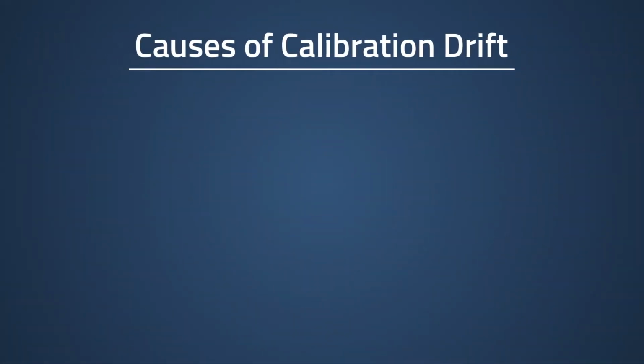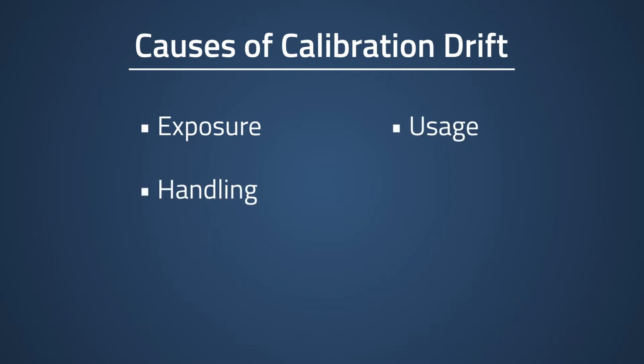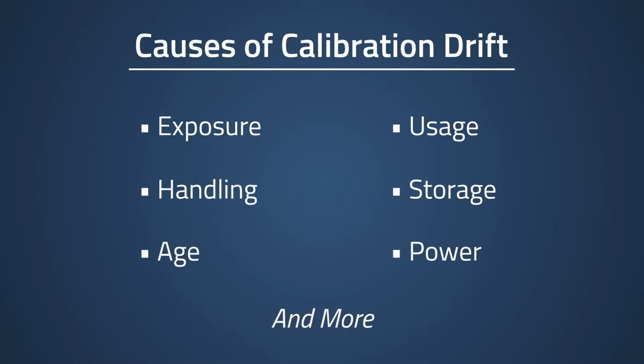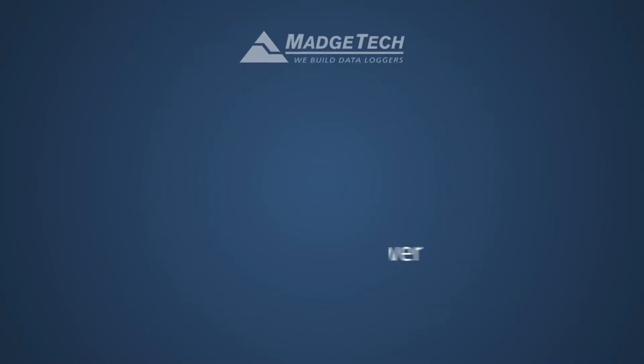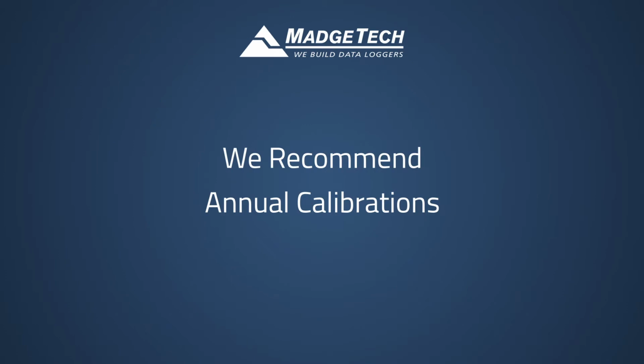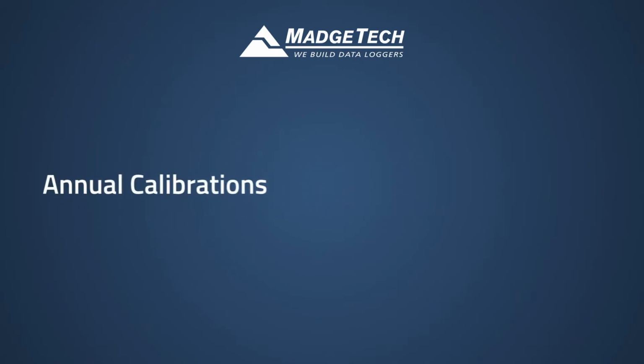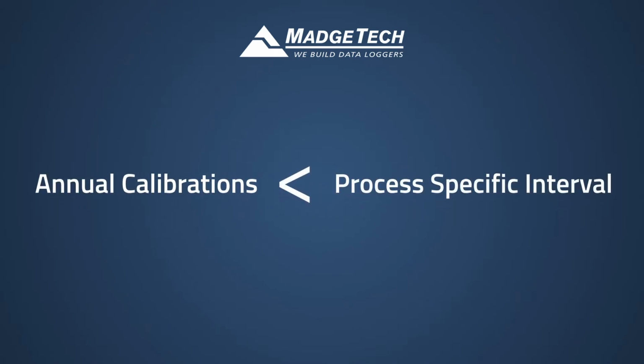All measurement equipment can drift over time. This is due to factors like environmental exposure, frequency of use, handling, storage, age, power supply, and many other potential factors. At MadgeTech, we recommend annual calibrations for our data loggers, but ultimately a calibration interval should be determined based on each user's specific process and environmental factors.